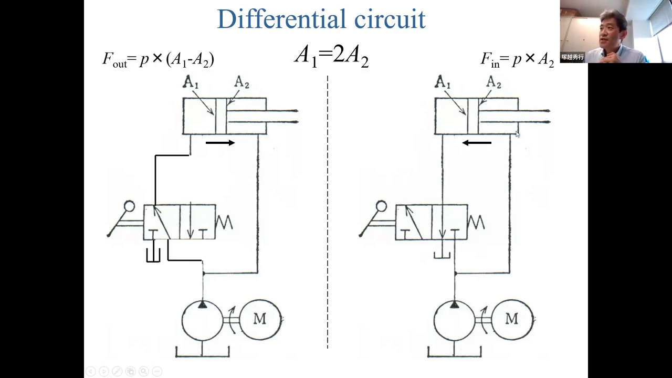On the other hand, in the case of the in motion, only the flow from the pump is supplied. Then the force itself can be equalized, and the force and the velocity can also be equalized. It is called the differential circuit. And many industrial machines utilize this kind of circuit.